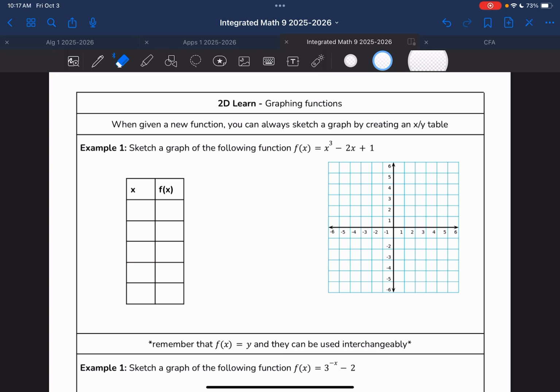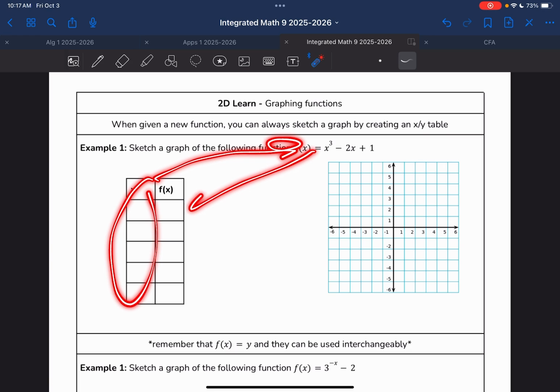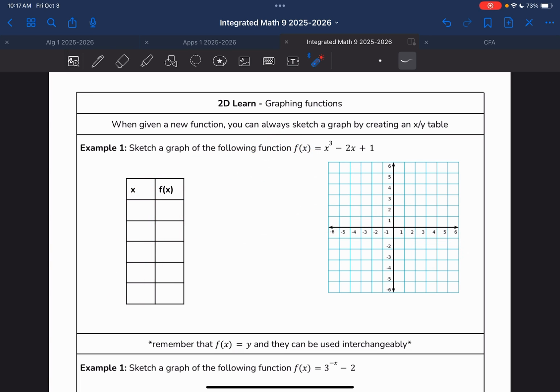One way that we can always try to find the graph of a function is by plotting different points: finding different x values, plugging them into the function to get different y values, plotting those points on the graph, and then trying to connect them to get some sense of what it looks like. If we see something like x cubed minus 2x plus 1, we're not really sure what the graph would look like, but we can figure that out by plugging in an x value such as -2.